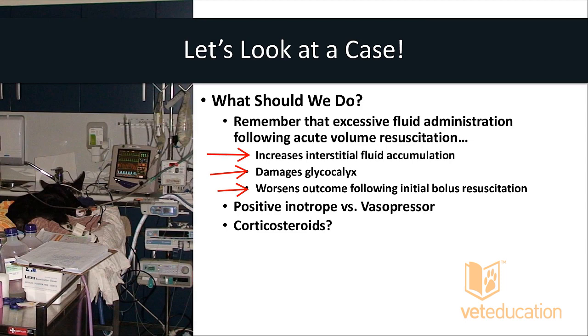Okay, I know that my fluids have raised my blood pressure to 90 millimeters of mercury. What should I do now if I'm not going to give more fluids? Well, I could give a positive inotrope to help my heart function a little better, or I could consider giving a vasopressor to raise blood pressure, or I could give corticosteroids. What sort of order am I going to give these things?